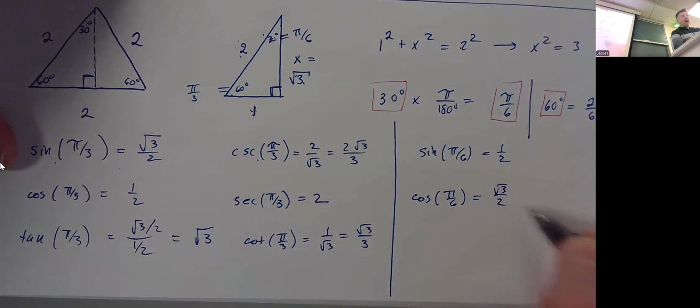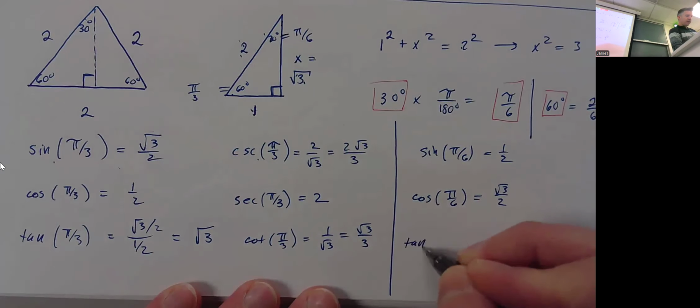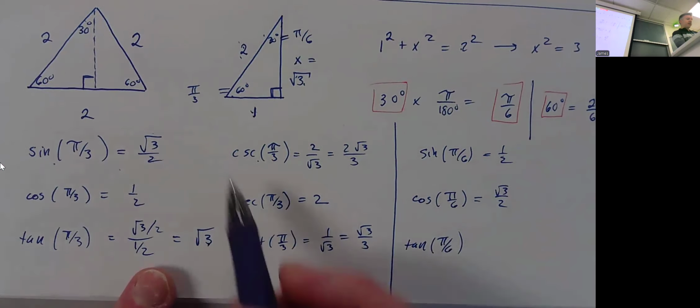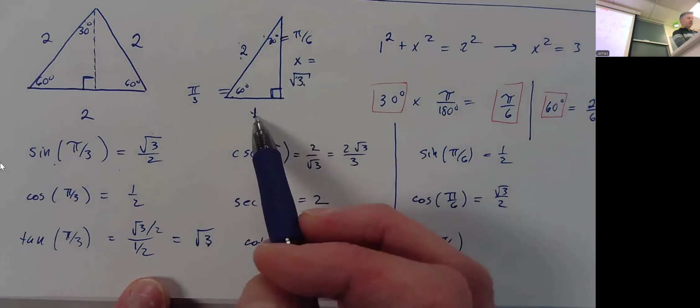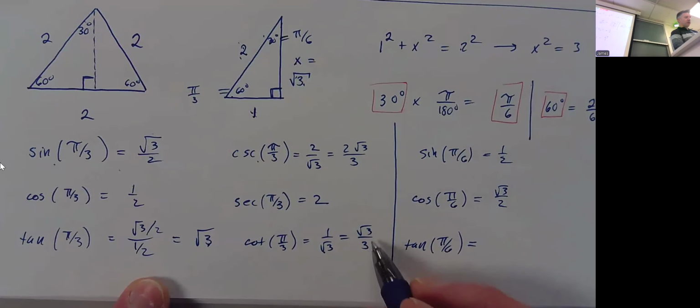I always think of these two values going together. So whether your angle is 60 degrees or 30 degrees or pi over 6 or pi over 3, for sine and cosine, one of them is going to be 1/2 and one of them is going to be root 3 over 2, and you have to figure out which one is which. And then tangent of pi over 6 is going to be the reciprocal of what it was. Tangent of pi over 6 is the opposite over adjacent, which is 1 over root 3, which rationalizes to root 3 over 3.